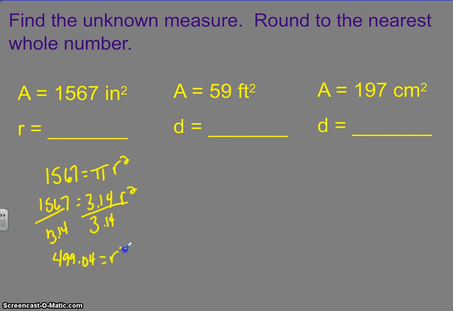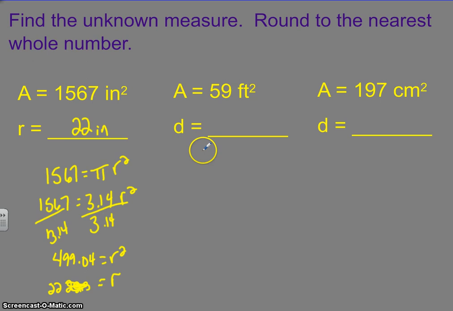That equals r squared. Now the last step is to get rid of the square. You do that by taking the square root, if you remember from last chapter. So if we take the square root, we actually get 22.34, rounding to the hundredths. Actually, I guess I'm supposed to round to the nearest whole number if I read the instructions. So that would just be 22, and it is 22 inches. Okay? Let's look at another one.